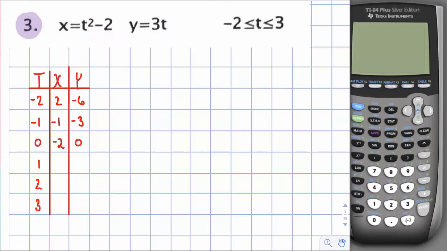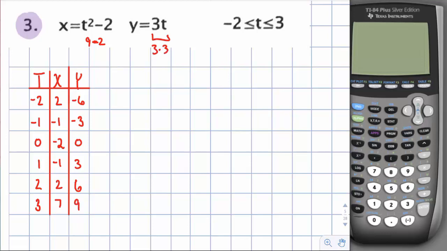All right, keep going down the line here. Plugging in 1 now. So I'm going to go 1 squared, so 1 minus 2 is -1. Plug in 1 here, 3 times 1 is 3. And next up is my 2, so I'm going to go 2 squared, so 4 minus 2 is 2. And 3 times 2 is 6. And then finally plug in my 3 value, so that's going to be 9 minus 2, which is 7. And we have 3 times 3, which is 9.